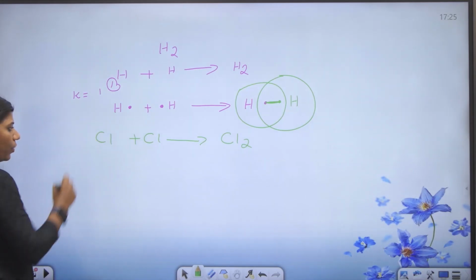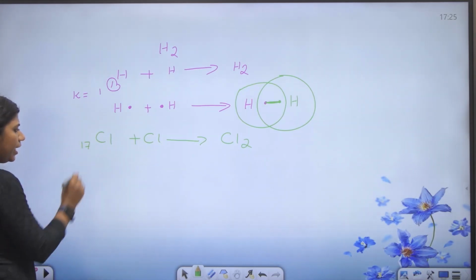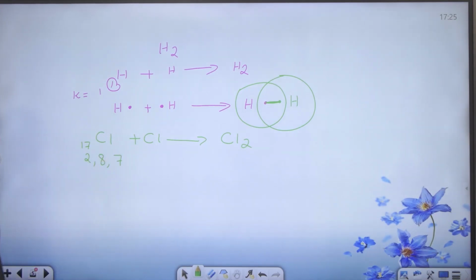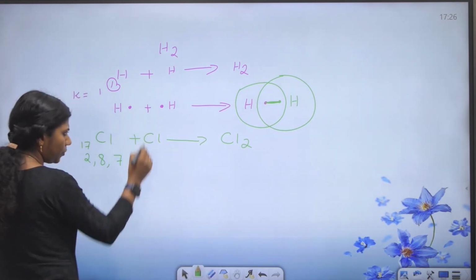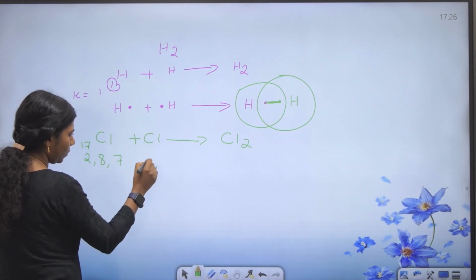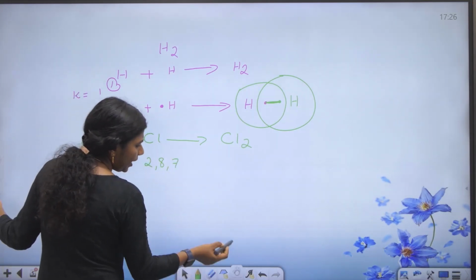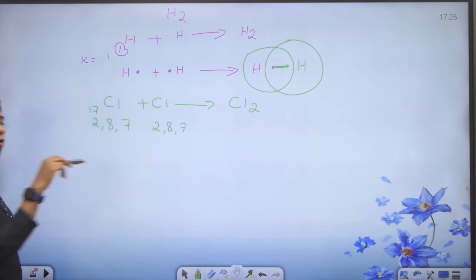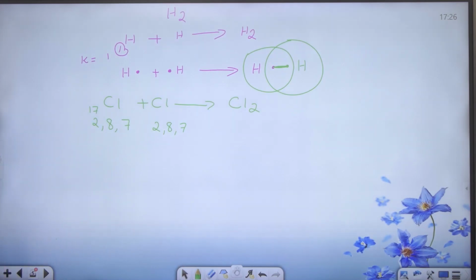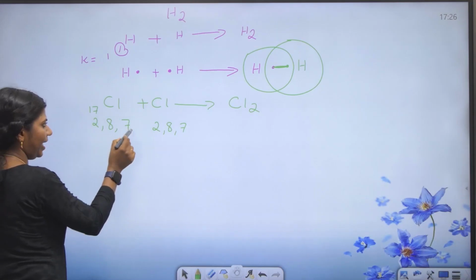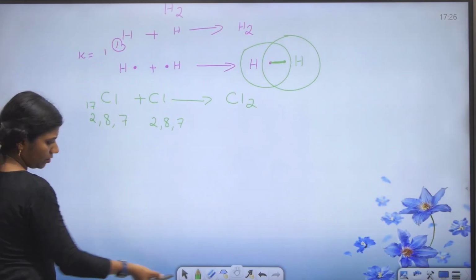The atomic number of chlorine is 17. The electronic configuration of chlorine is 2, 8, 7. The electronic configuration of the second chlorine is also 2, 8, 7. And each chlorine atom requires one more electron to complete its octet.